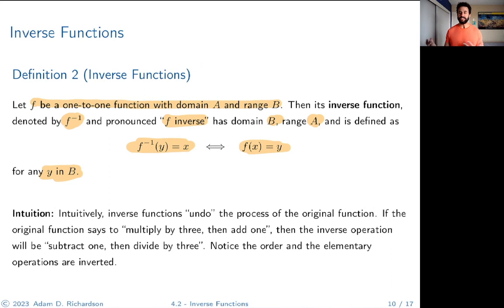So this is essentially how you define the inverse function. You define it in terms of the original function, saying that if you want to get to this input by putting in this output, then you need this relationship, that f of x equals y. Now, intuitively, what's kind of fun is that inverse functions undo the process of the original function itself. For example, if the original function says to multiply by 3 and then add 1, like we saw before, the inverse would unwrap things. It would say, subtract 1 and then divide by 3.